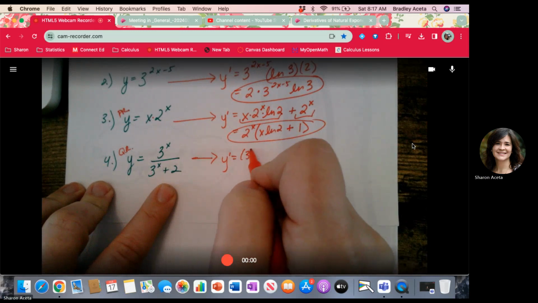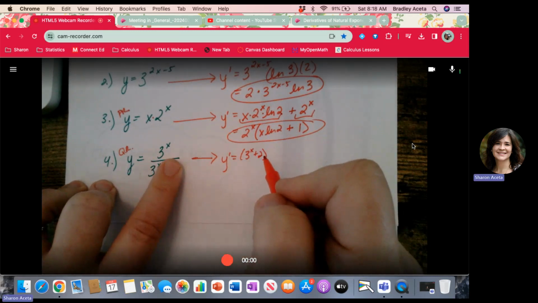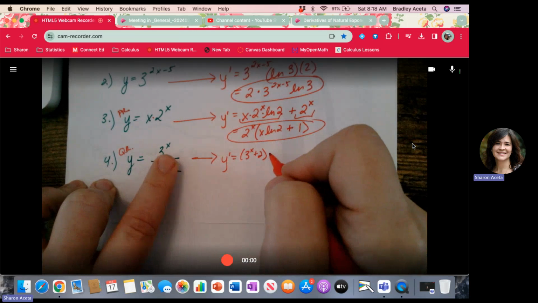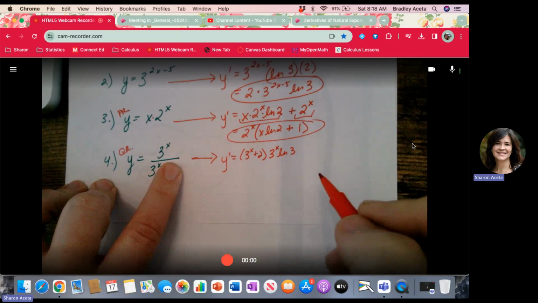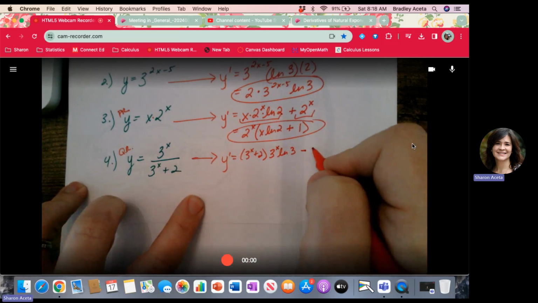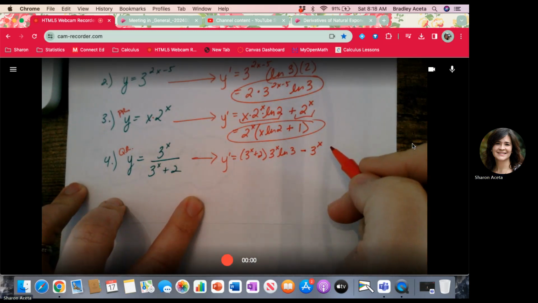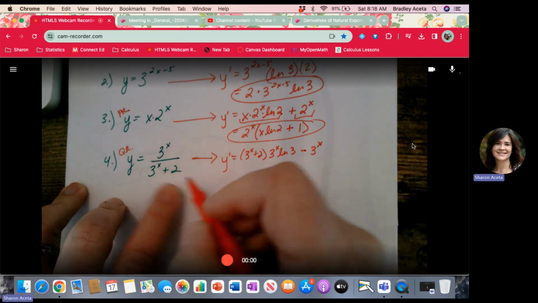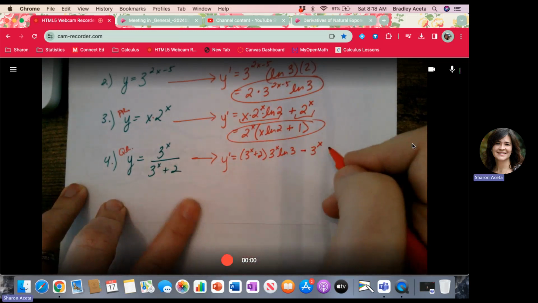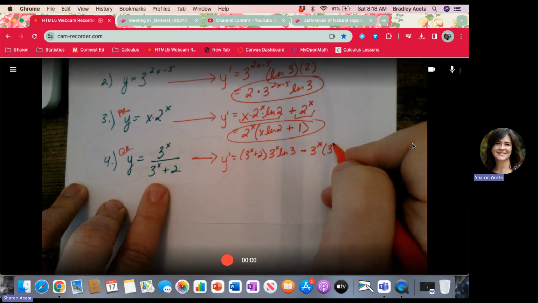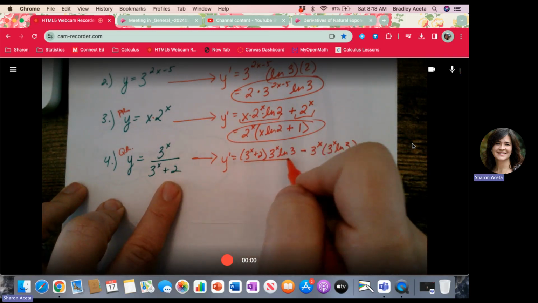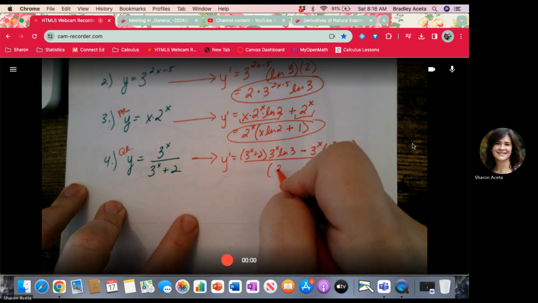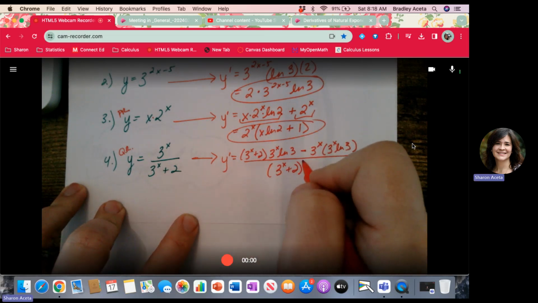denominator times the derivative of the numerator. So the derivative of 3 to the x would be 3 to the x ln 3 times that chain, which is 1, minus numerator times the derivative of the denominator, which is 3 to the x ln 3 times that chain 1, and then the derivative of 2 is 0. And you're going to put that all over the denominator squared.